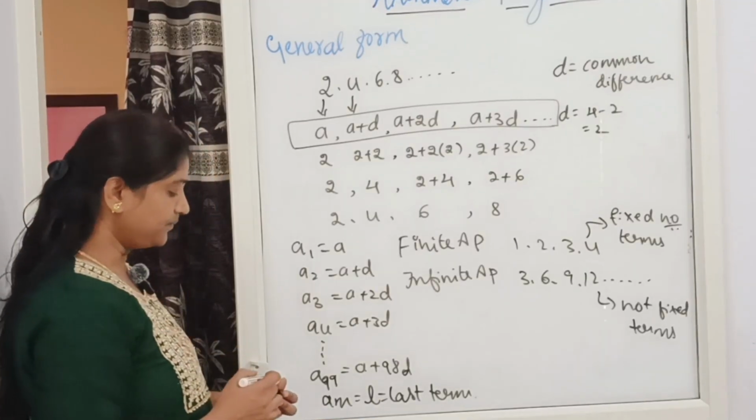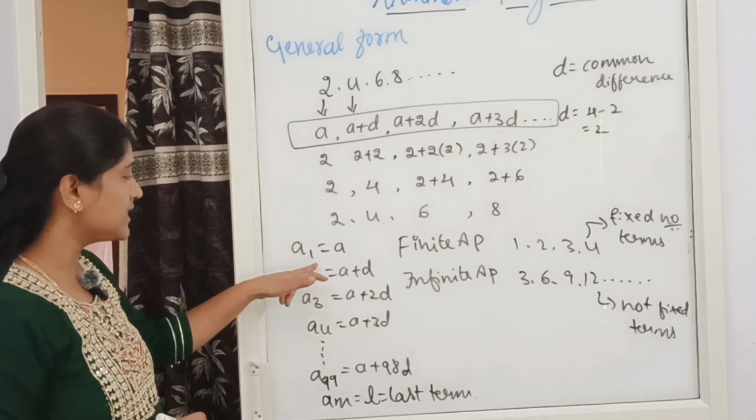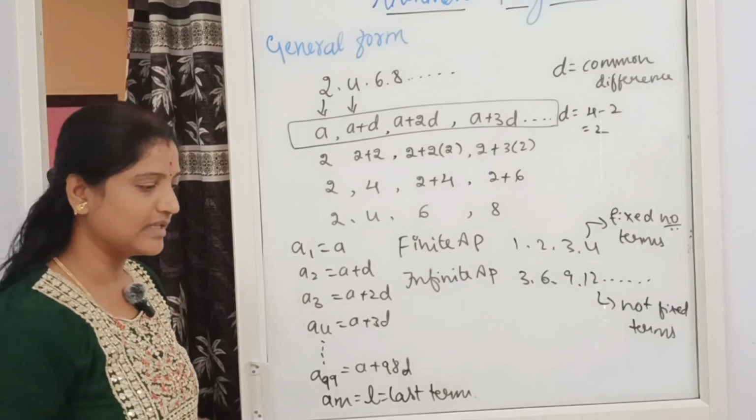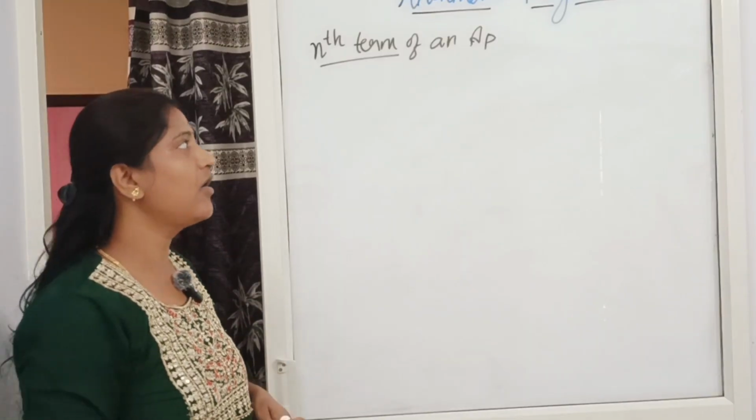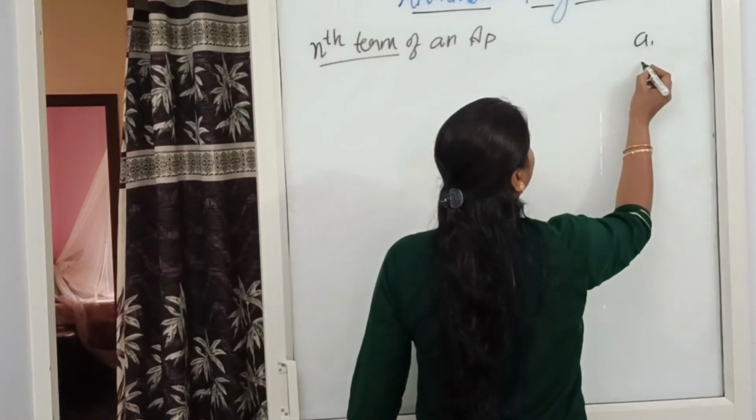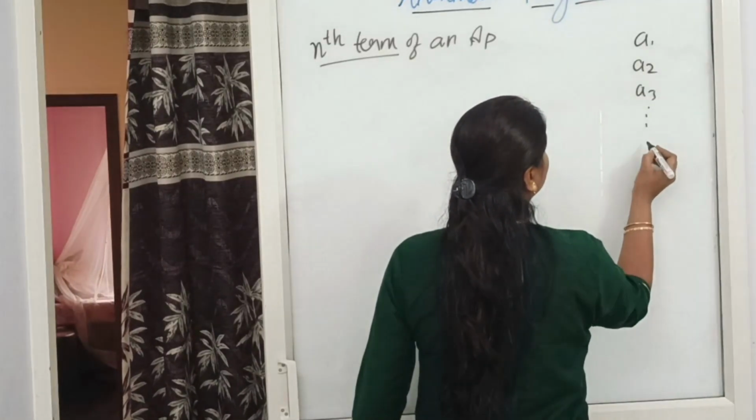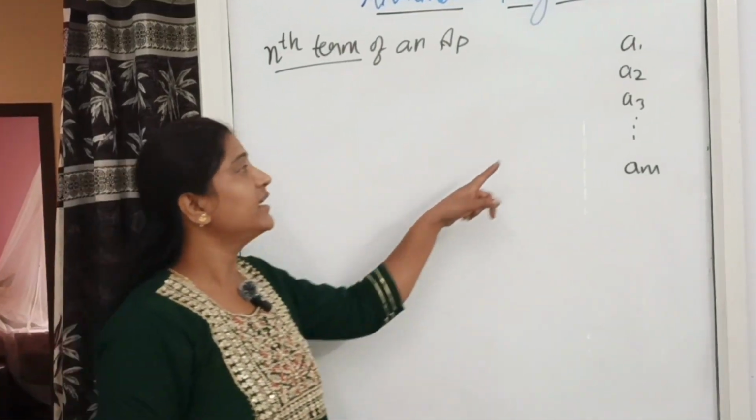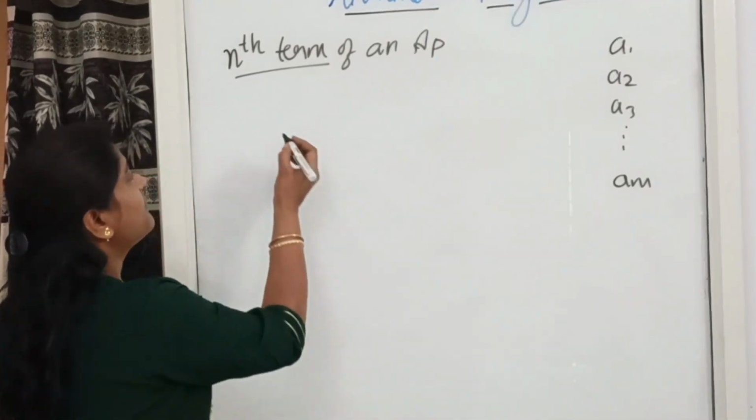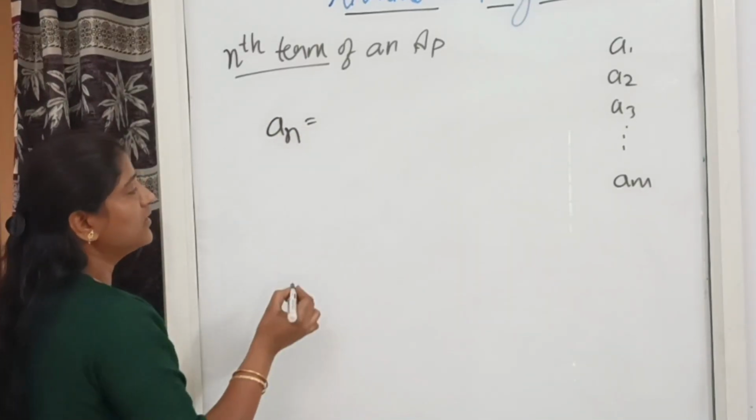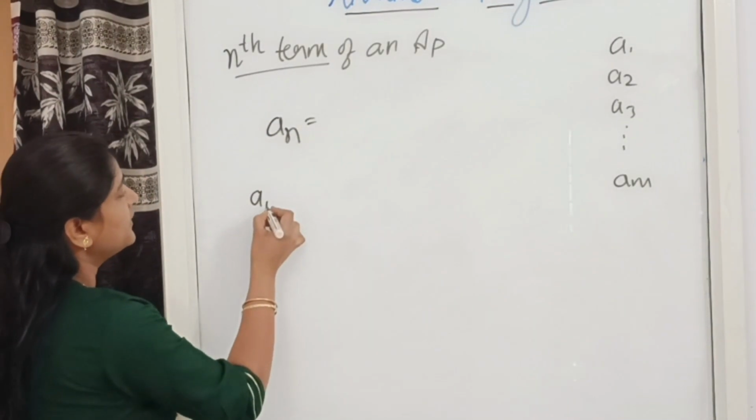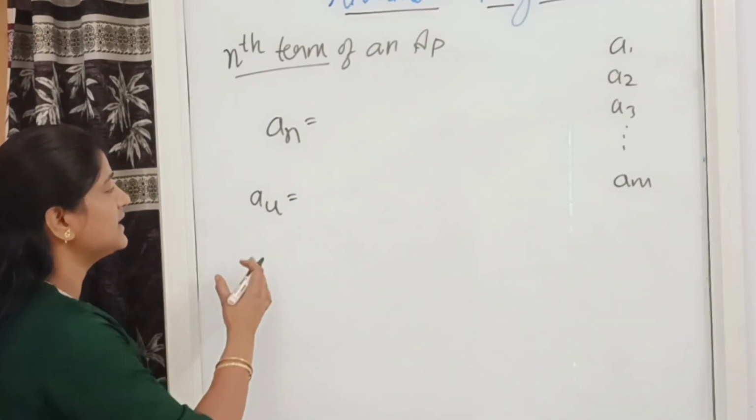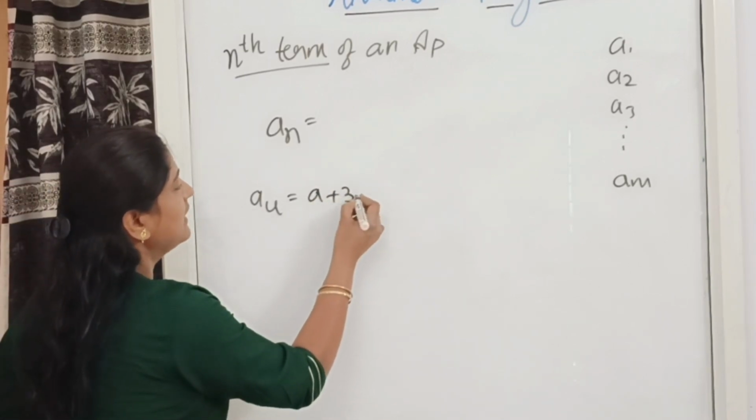And now, as we learned first term, second term, third, fourth, now we need to understand the nth term of an AP. As I said, if the terms are A1, A2, A3 like that, the last term is called AM. The nth term means any term between these, which is represented by AN. So, for example, if we need to find A4, the fourth term, how will we say it? By using the general formula, A plus 3D.